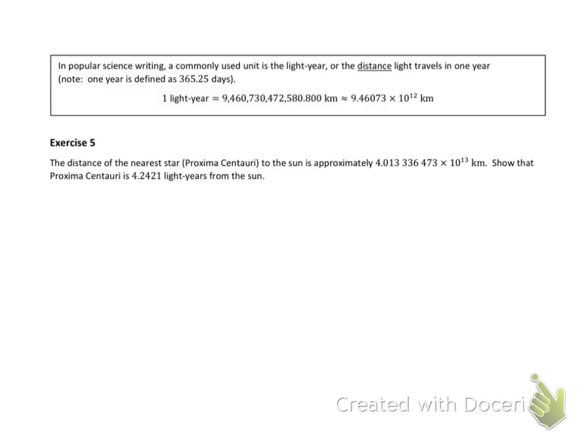Okay, so here in your notes you have this, and it says there's a unit called a light year. A light year is the distance that light travels in 1 year. So 1 year is 365 1/4 days. But a light year is that really, really big number of kilometers, 9.46073 times 10 to the 12th kilometers.